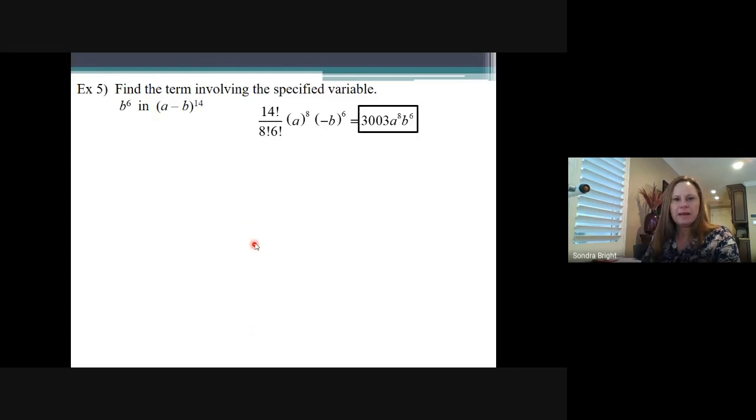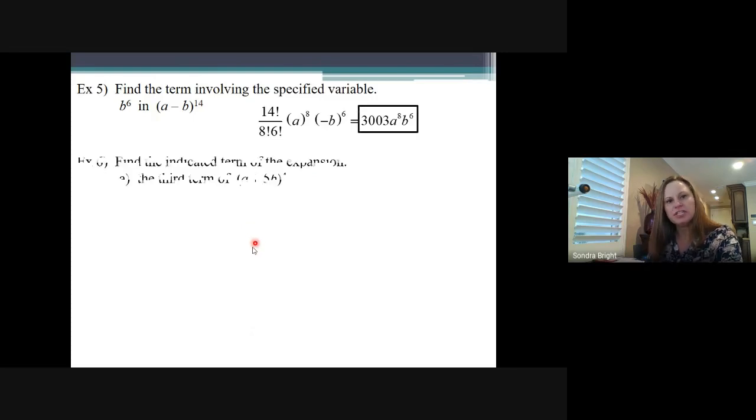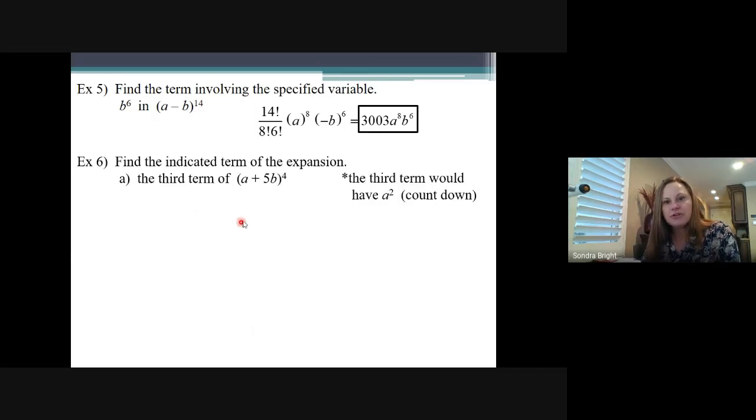All right, how about we just find the third term in this expansion? So not all of them, just the third. So what you want to do first is figure out what are the exponents on each of these terms. The third term on a would have been an a squared, right? Because the first term would have been an a to the fourth, second term would have been a cubed, third term would have been a squared. So hopefully that makes sense.